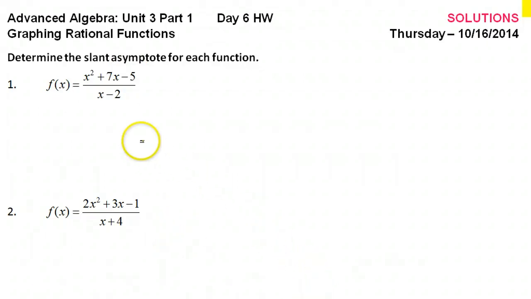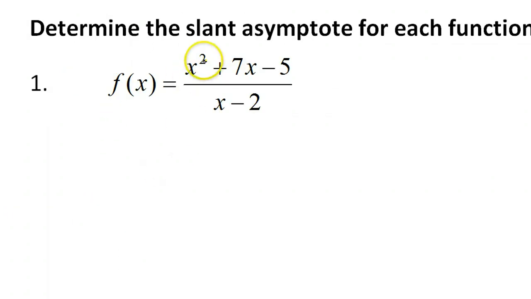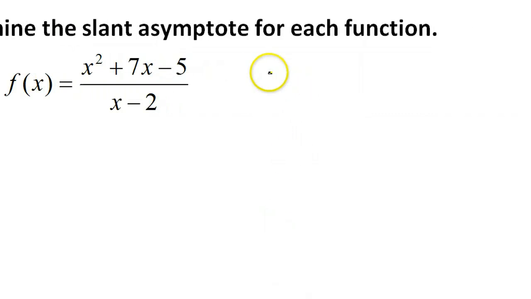First of all, notice that the degree of the numerator is 1 more than the denominator. The degree of the numerator is 2, the degree of the denominator is 1. So when the degree of the numerator is just 1 more, that's when you're going to have a slant asymptote. And we are supposed to find it by dividing. So we're dividing the numerator by the denominator.